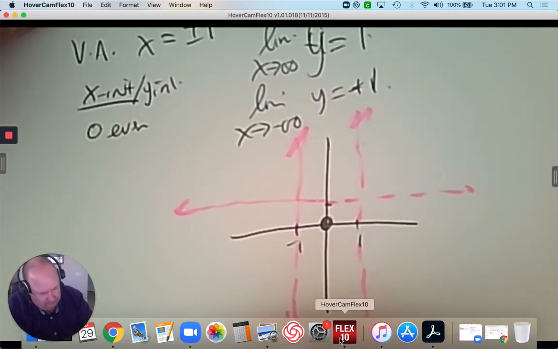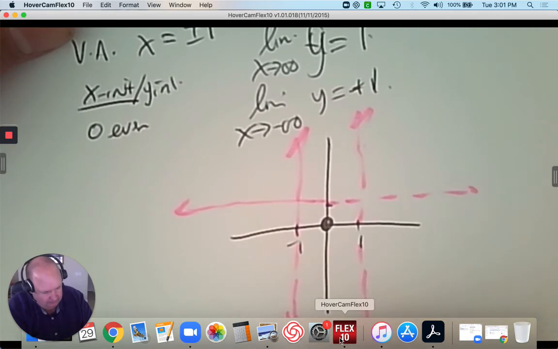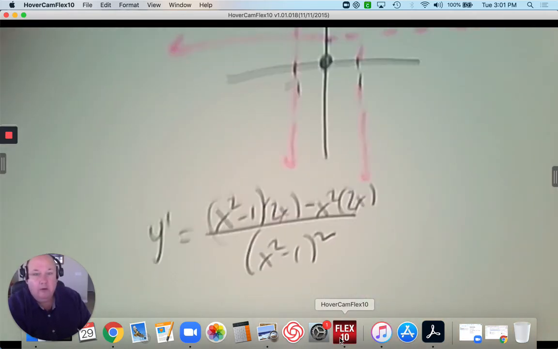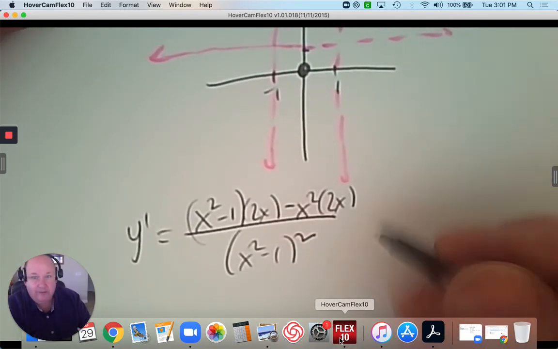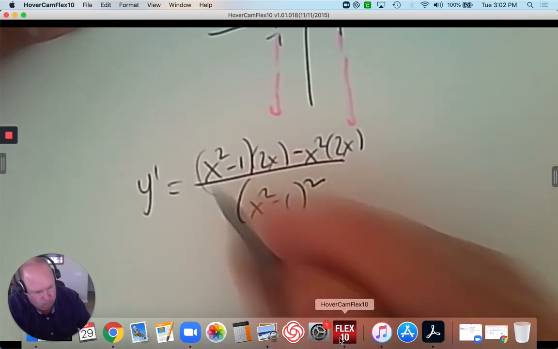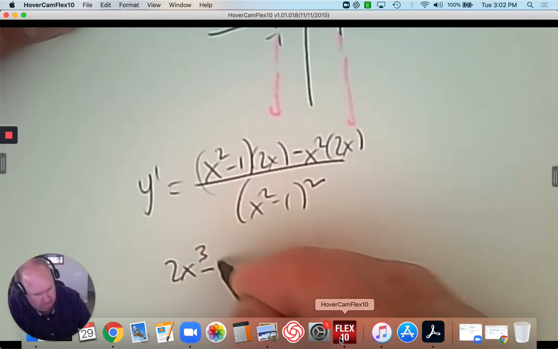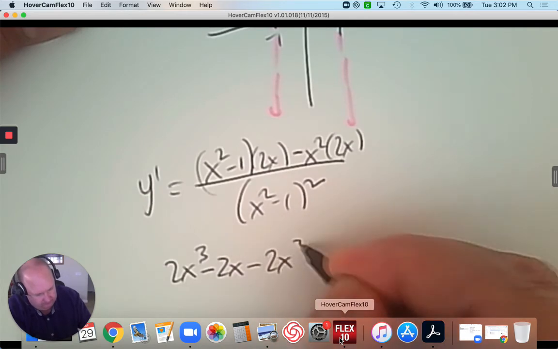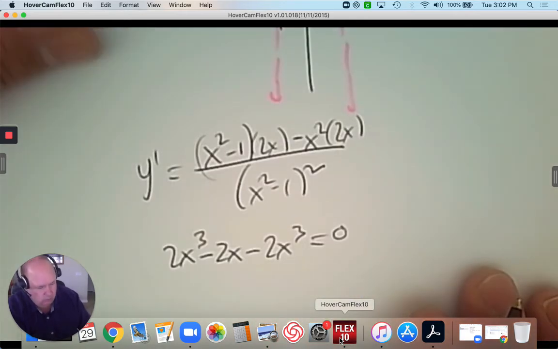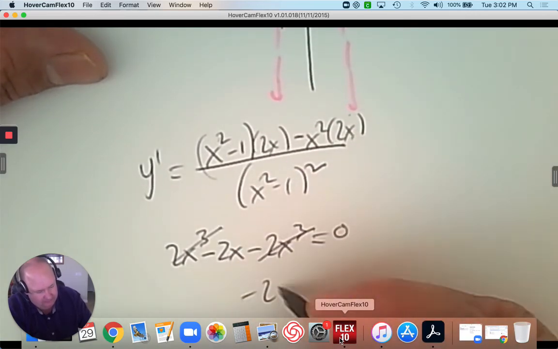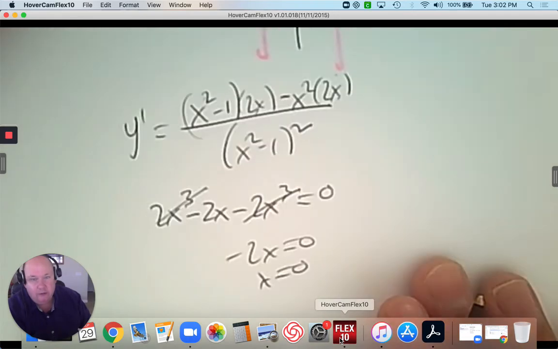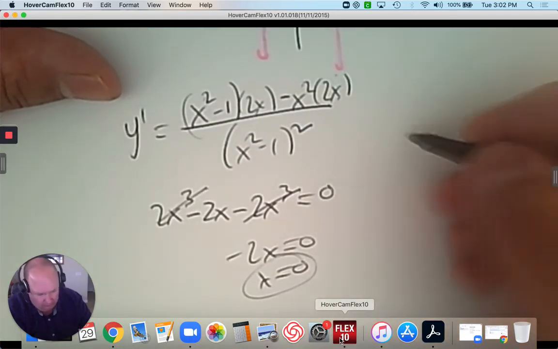So that's the bottom times the derivative of the top minus the top times the derivative of the bottom, and then the bottom squared. So if I just take the numerator and multiply it out, equal to 0, notice we have 2x cubed and minus 2x cubed that eliminate. So when I solve it, 0 is my only candidate for a turning point.